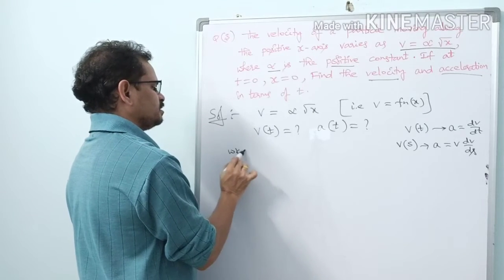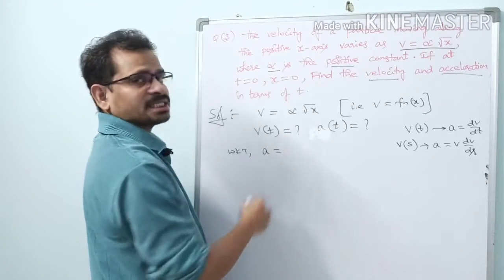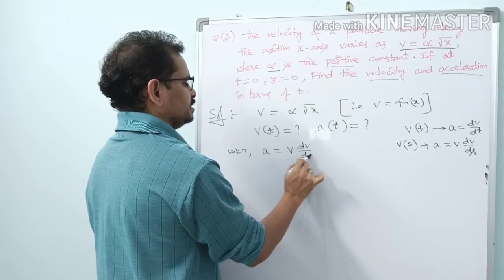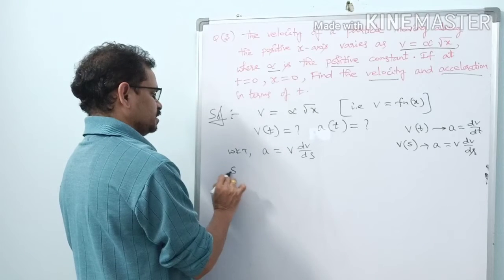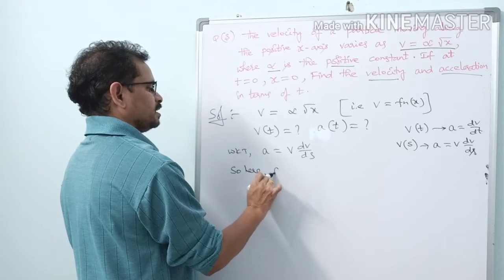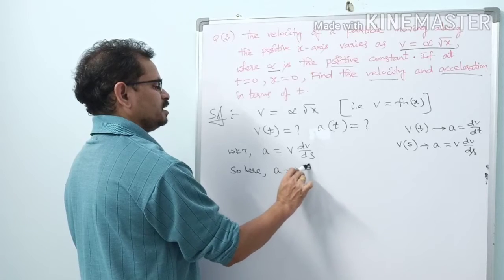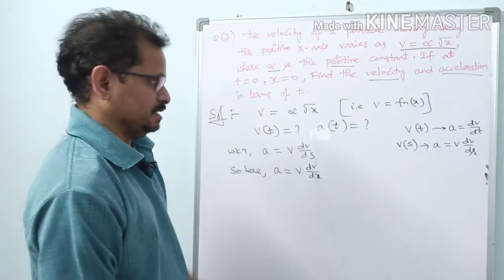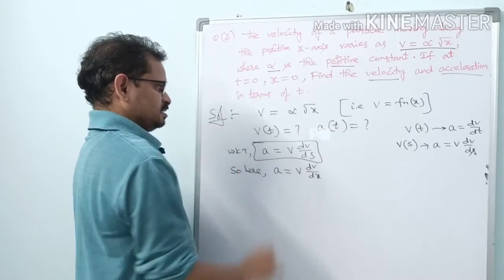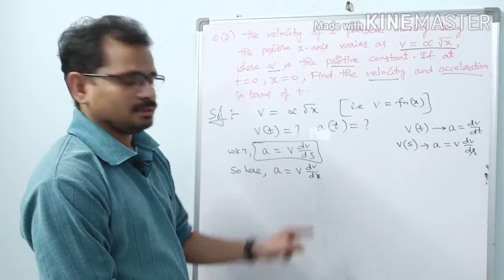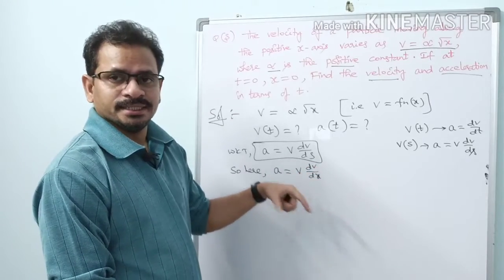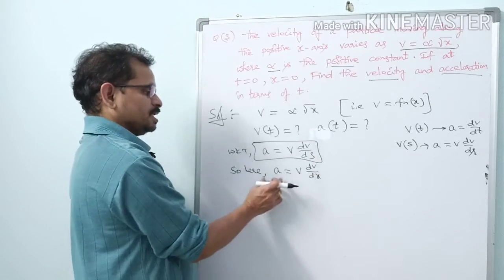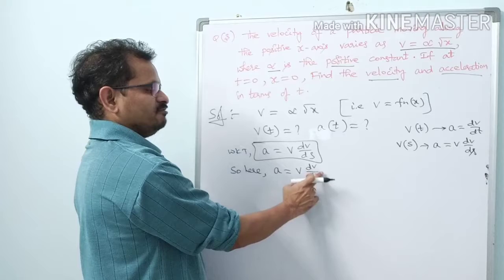We know that acceleration, let us first find acceleration. Acceleration a equal to what? v dv by ds. So here acceleration a equal to v dv by dx. Why? Because here displacement is represented by x. In general, this is the general formula; displacement is symbolized as s. Here in this problem, displacement is symbolized as x. So here we have to use acceleration a equal to v dv by dx.